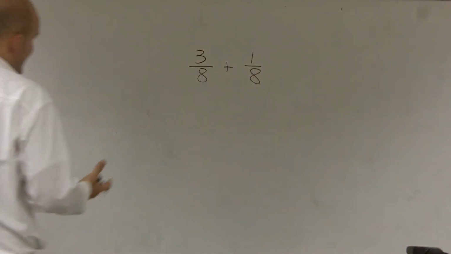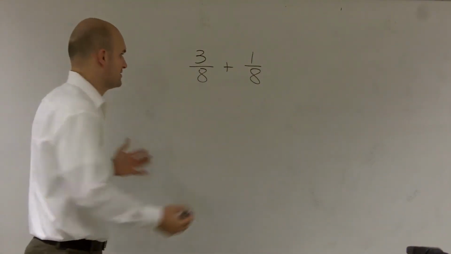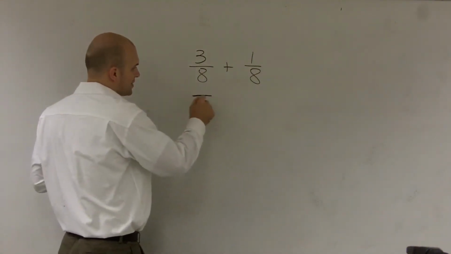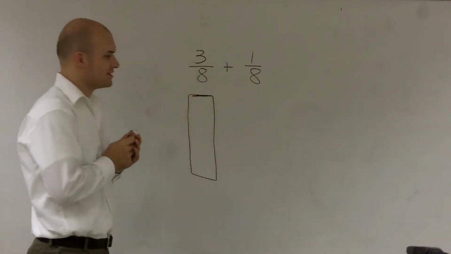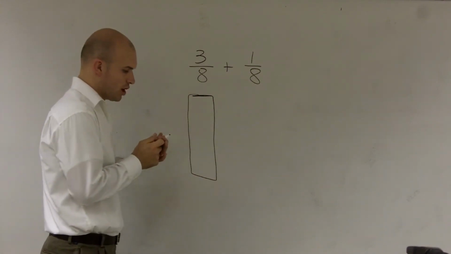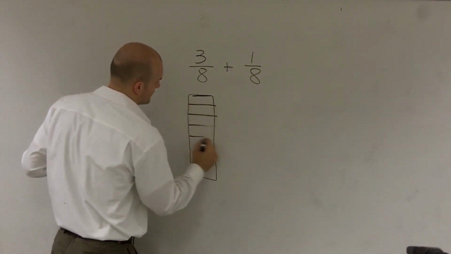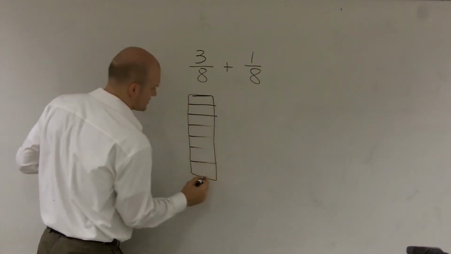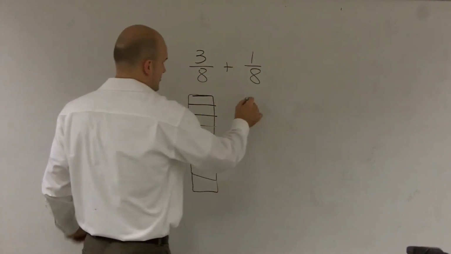Okay, what I'd like to do is show you how to add fractions. Now, it's very common to add fractions. I always look at it kind of like a candy bar. What I'm going to do is represent this fraction as a bar, and I'm going to break it down into 8 sections: 1, 2, 3, 4, 5, 6, 7. All right, and then I'll break this one out.